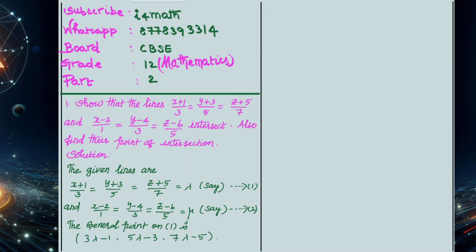From the second line we can find the general point on the given line (x minus 2) divided by 1 equals (y minus 4) divided by 3 equals (z minus 6) divided by 5. Easily we can find it. So what is the general point? (x minus 2) divided by 1 is equal to mu. So 1 into mu is mu. Take this minus 2 to the right hand side. So mu plus 2 will be the x coordinate. Similarly the y coordinate is 3 mu plus 4 and the z coordinate is 5 mu plus 6.